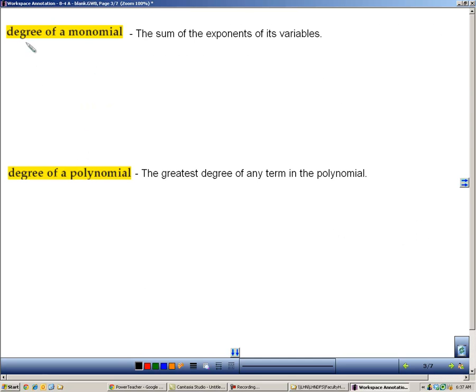Here we have some more definitions. The first is a degree of a monomial. Well, a monomial is a single term, and the degree is the sum of the exponents of its variables. So if I have 4x squared y, and you look at the variables here, you'll see an exponent of a 2 and an exponent of a 1. So the degree, we would say, is 3.